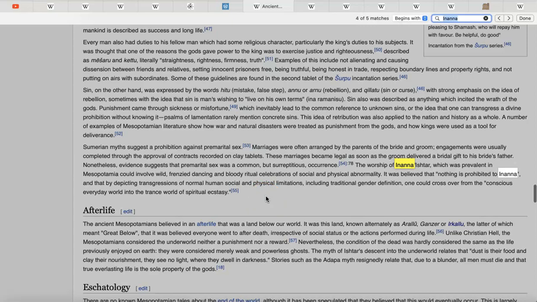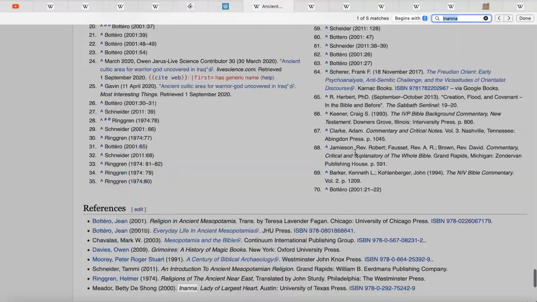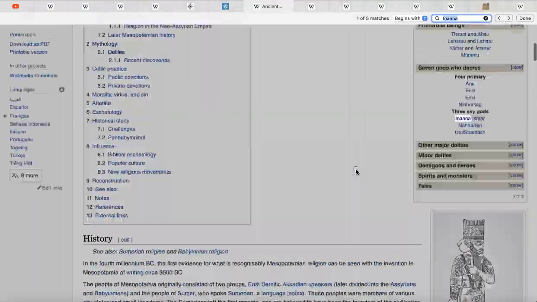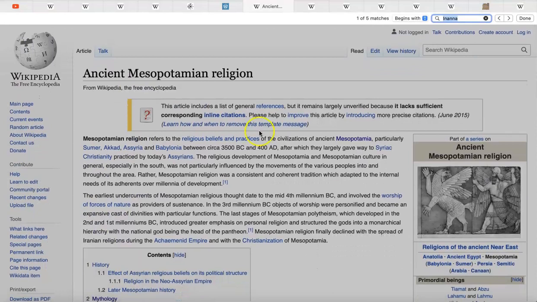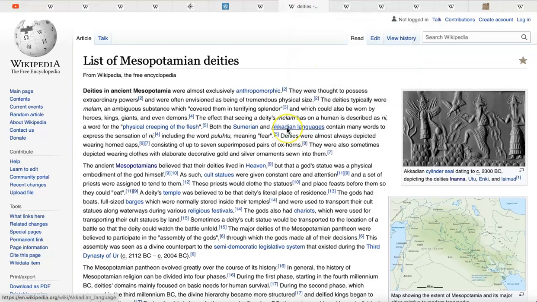Well, well, well. Isn't that something? I sound like the church lady. If you're old enough to know, you know what I'm talking about. But, so this is what they chose to include in the article about ancient Mesopotamian religion. Interesting. With regard to Inanna, when they're talking about Inanna, that's what they talk about. The frenzied celebrations and rituals and etc. That involved her or were dedicated to her.